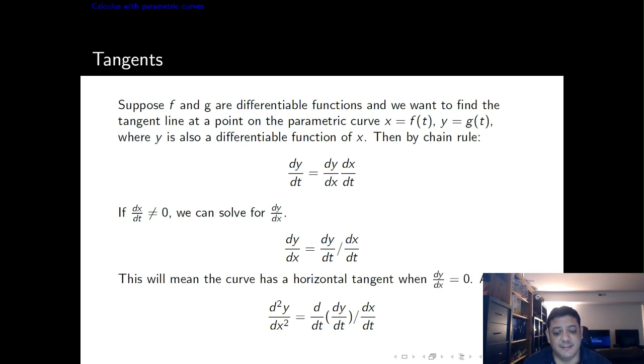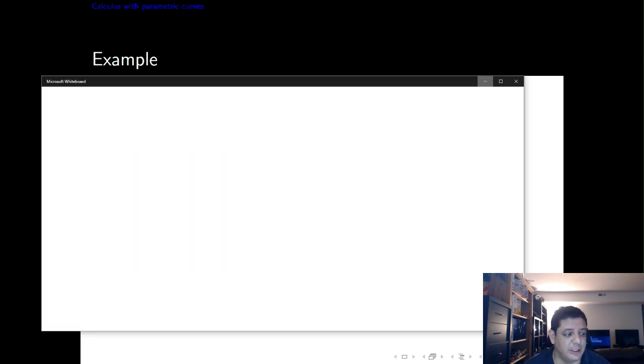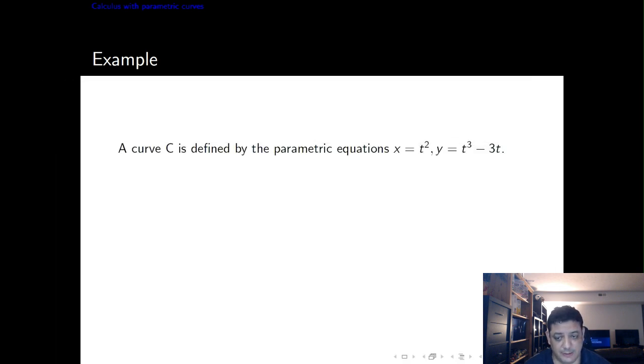Also, the second derivative is going to be the derivative of dy/dx with respect to t, divided by dx/dt. Now, let's see this in practice. Assume that you have a curve defined by the parametric equations x equals t squared and y equals t cubed minus 3t.